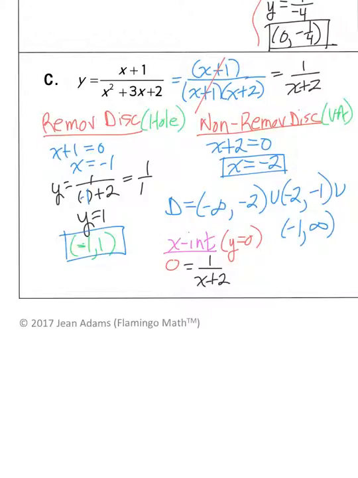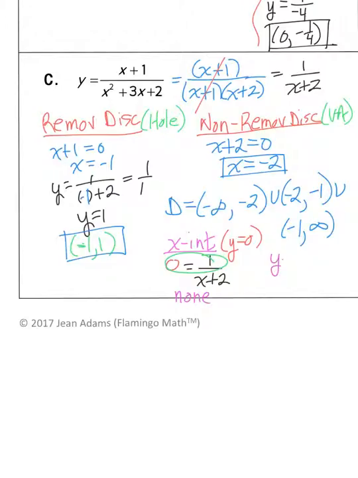Okay, so the only way to make this fraction equal to 0 is to look at that numerator. So right there, your numerator has no ability to become 0, so there's no way that I can have an x-intercept. So there is none for the x-intercept.